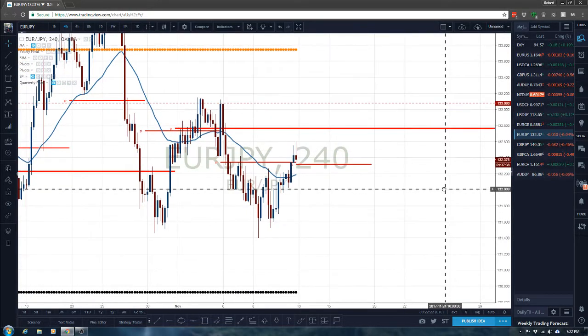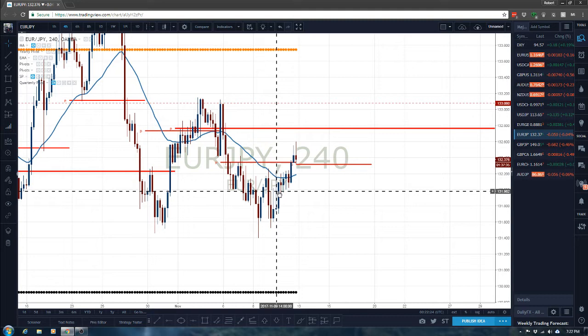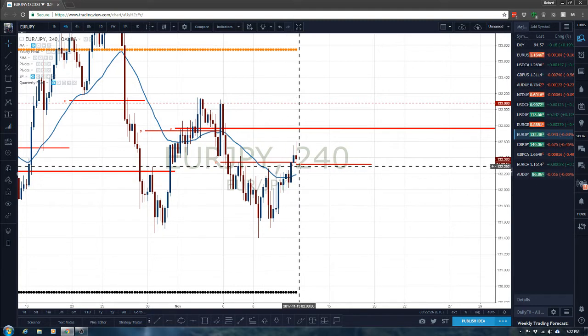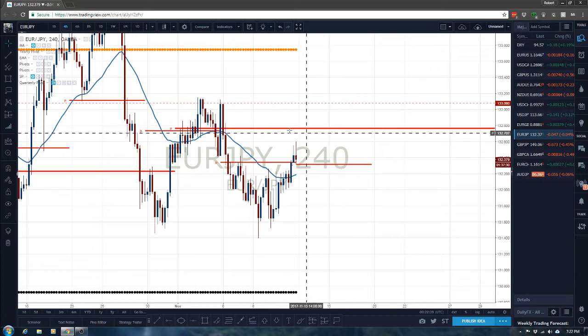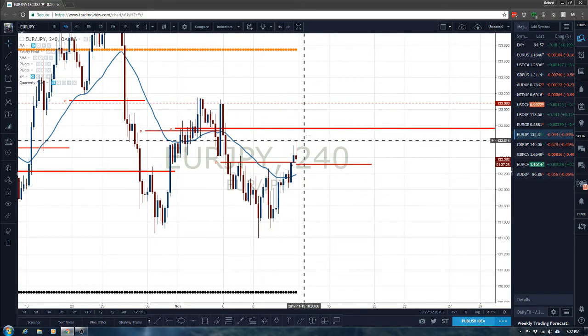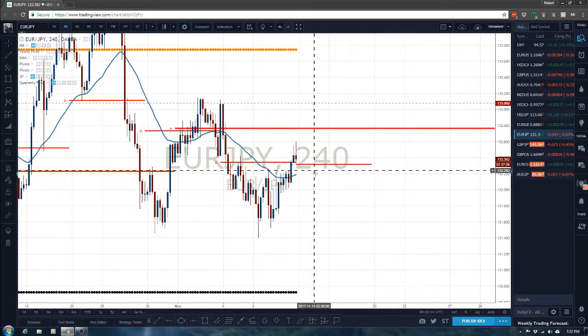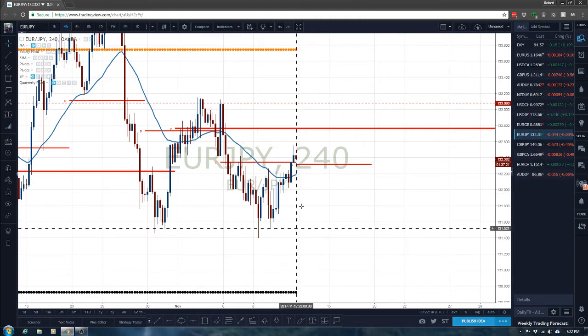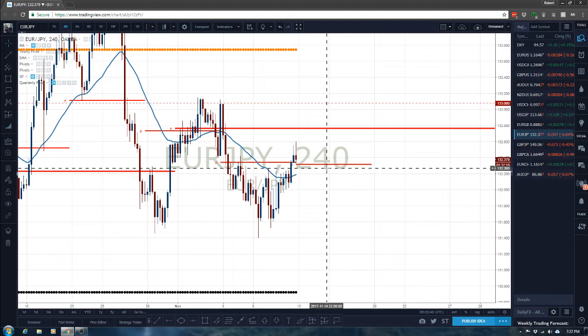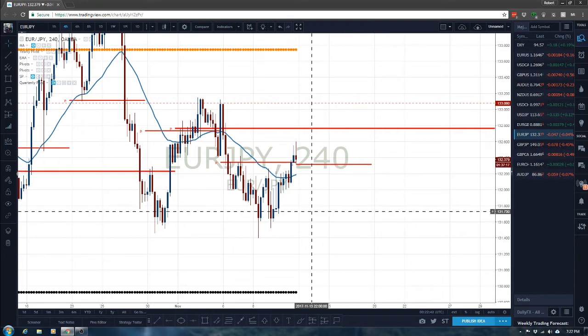Euro Japanese yen. Price has currently retraced to the weekly pivot. We are currently just above it, and we're sitting just under the monthly pivot. Look for price either to head below this or above the monthly pivot. I would expect this pair currently to head lower the way things are looking.